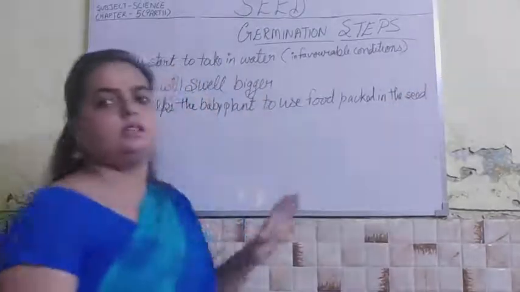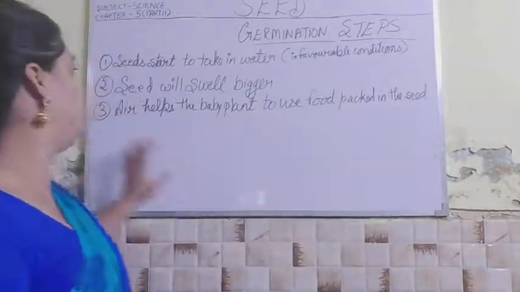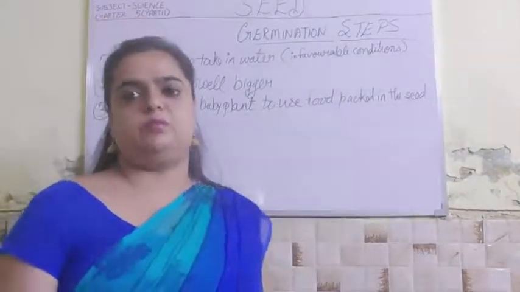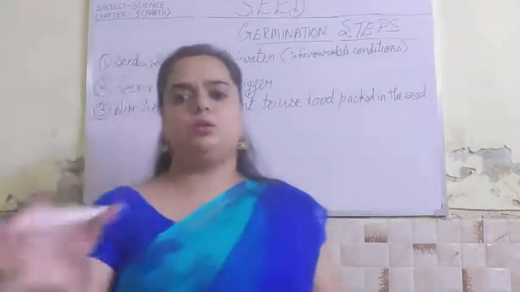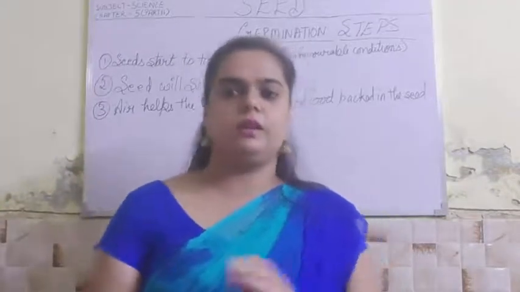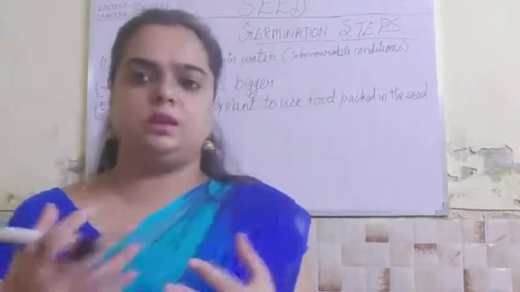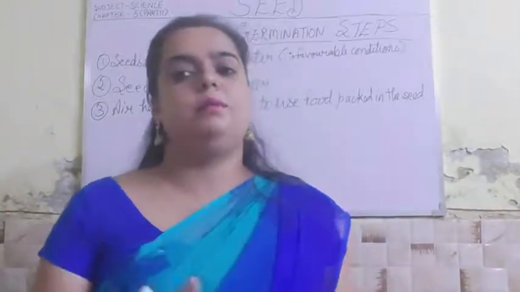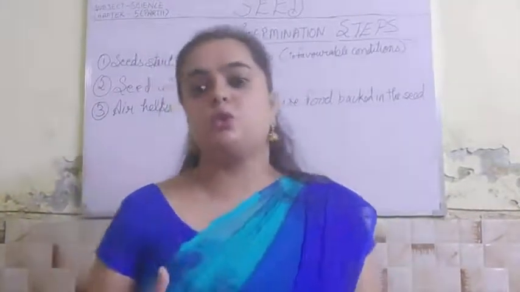Okay, this is the third step: the air helps the baby plant to use the food packed in the seed. Then burning the food produces energy. Obviously, when the food present inside is burnt, energy will be produced. As a result, the baby plant uses the energy to grow.